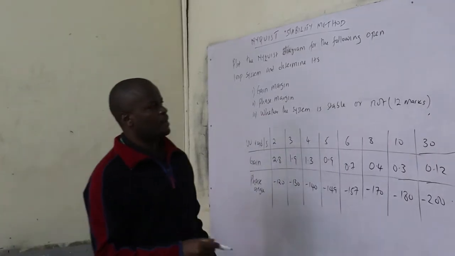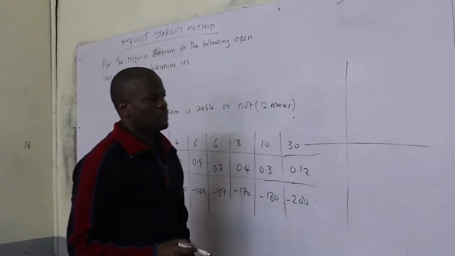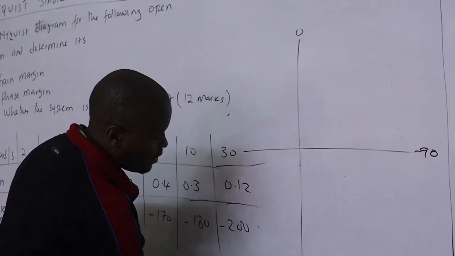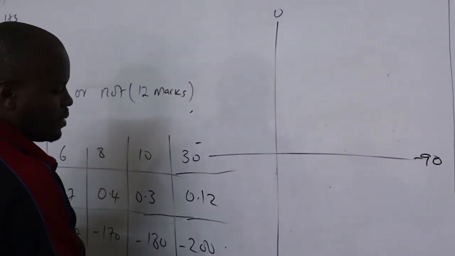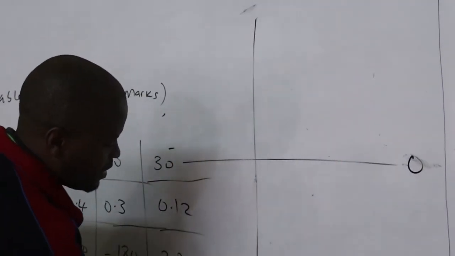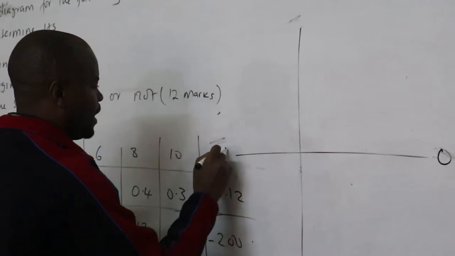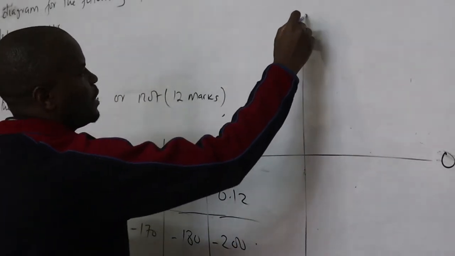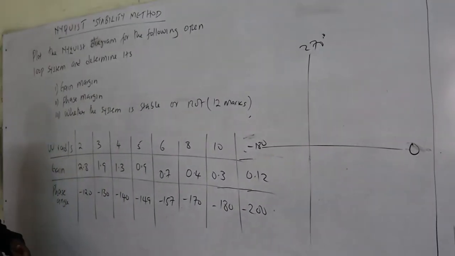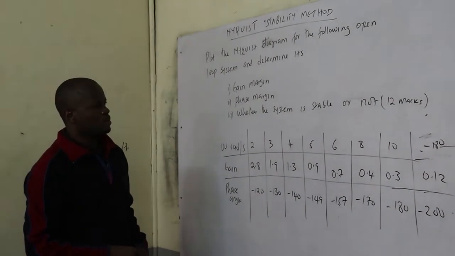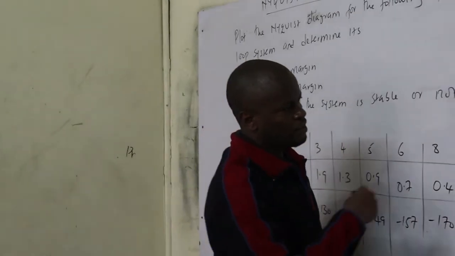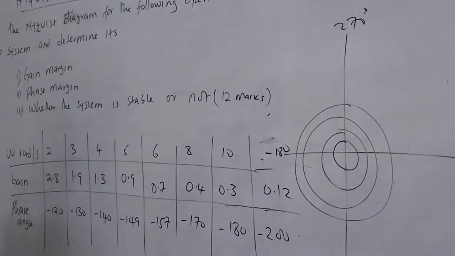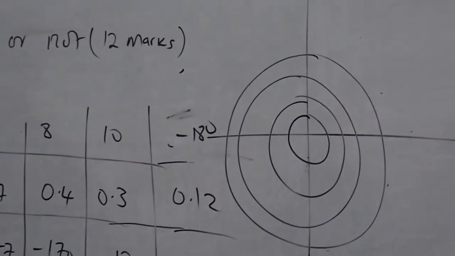And if you remember, the polar plot looks like this, and it starts with zero here, minus 90. All the angles are always minus because they are all angles of lag. It should start with zero here, minus 90. Then here we have minus 180. Then from there we have 360. So not really 360, but 270. So that is what we are supposed to have. And of course, there are circles here that we are going to use as our scales. So that is what we have.